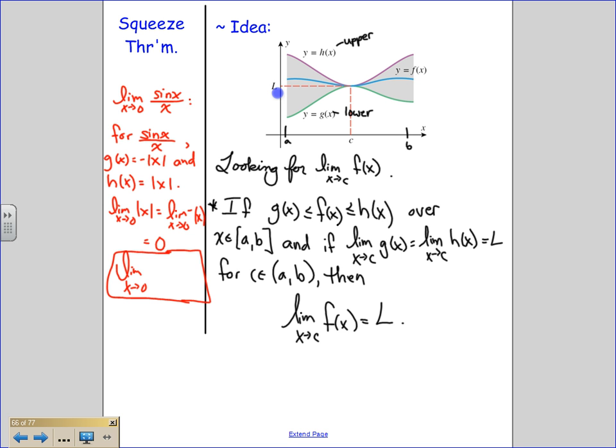Coming back. Limit as x goes to 0 of absolute value of x is 0. Problem. Which one did I just prove? I just wrote the wrong function.